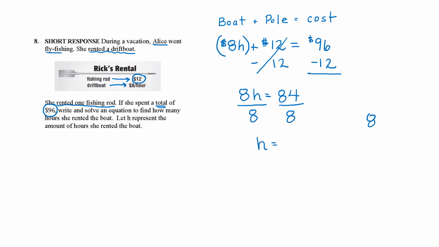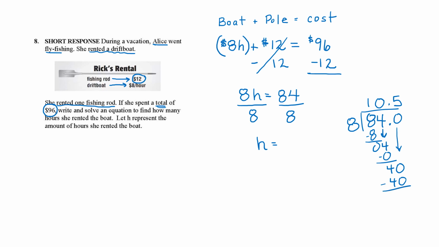We have 84 divided by 8. 8 goes into 8 once. And 8 does not go into 4. I'm going to add a decimal point and a 0 and bring that down. 8 goes into 40 5 times. So H equals 10.5, and H stands for hours. So she rented the boat and the fishing pole for 10.5 hours.